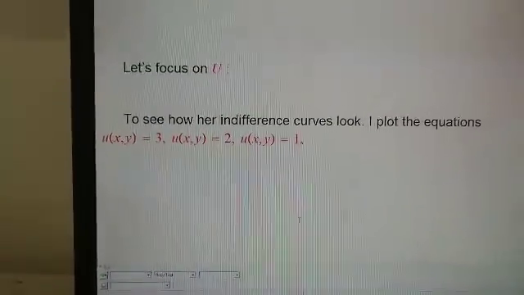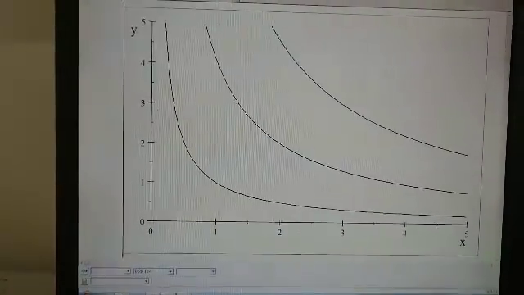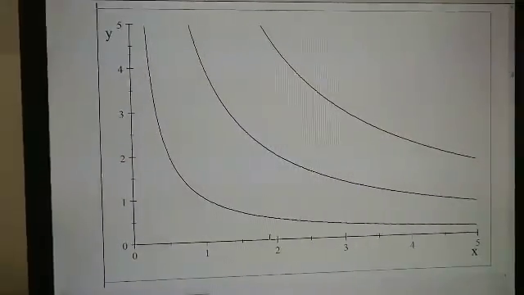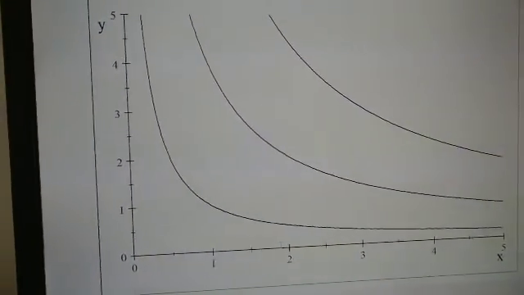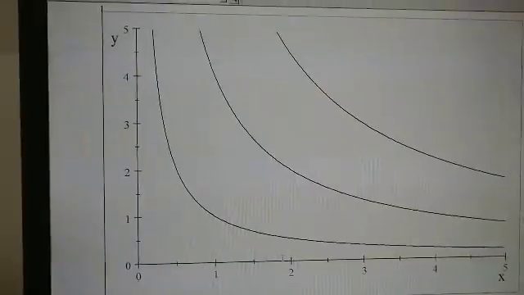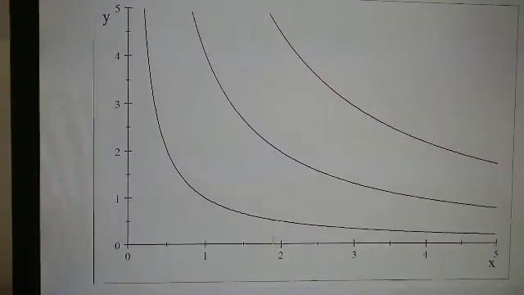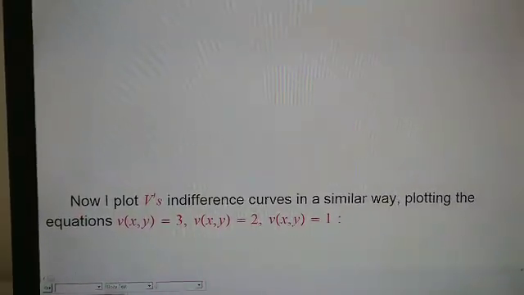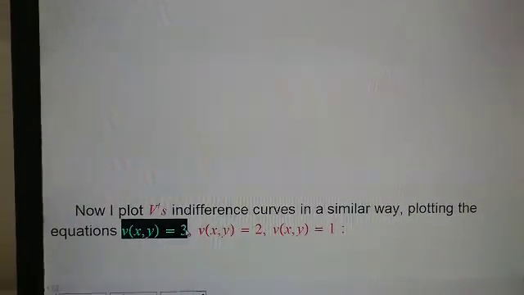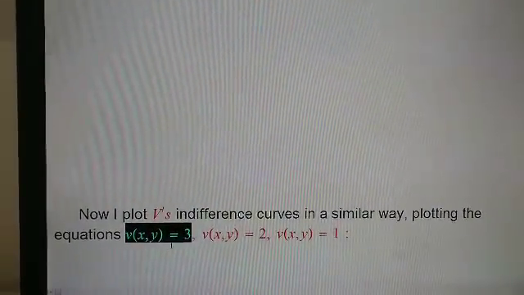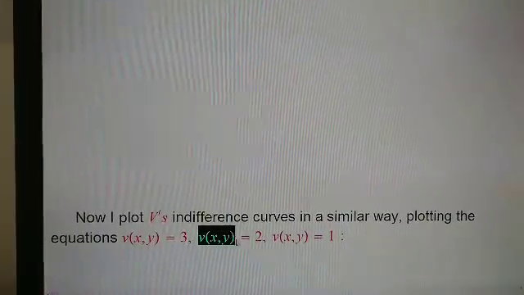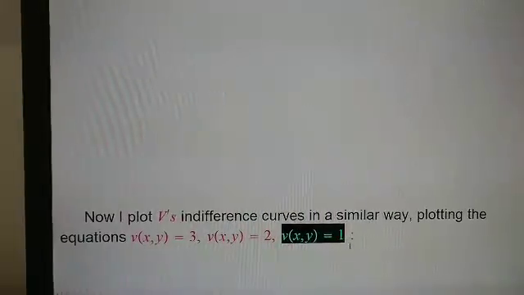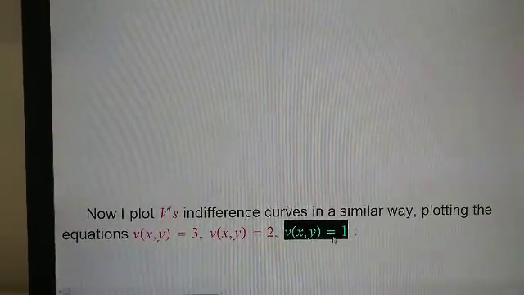So how does the picture look? This is the picture for person U. Note that these indifference curves look nice and smooth, and they're also symmetric because the utility function is symmetric. Now we can do the same thing for person V. We draw all the points (X, Y) that give V the same utility of 3, and then do the same for utility levels 2 and 1.